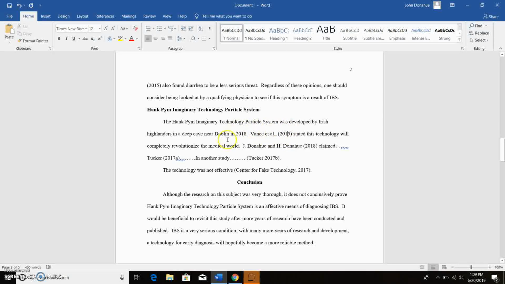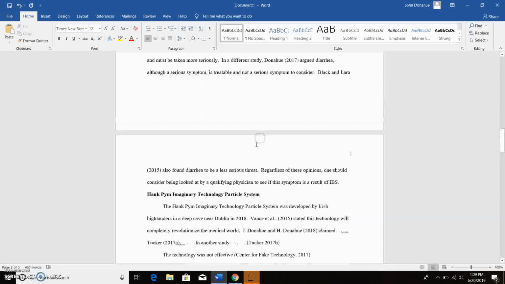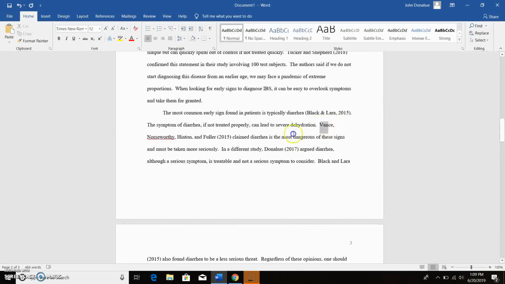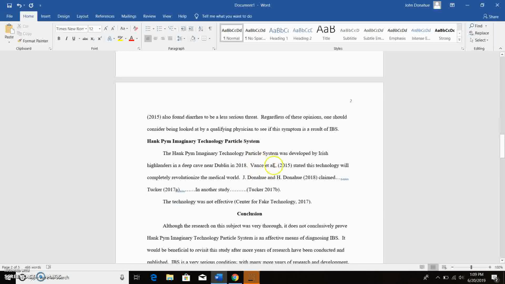Now, if I have an article that has 6 or more authors, I'm going to write this et al. the first time. You only write them all out the first time if it's between 3 and 5. Just to restate that, 6 or more, you do et al. the first time. Say this technology will completely revolutionize the medical world.